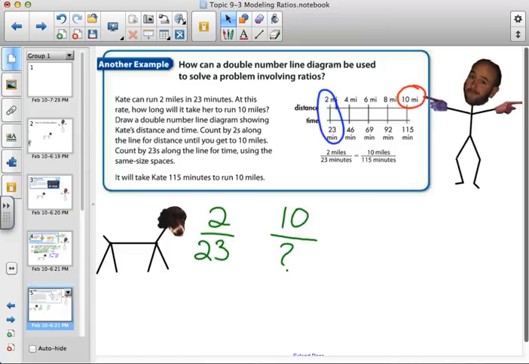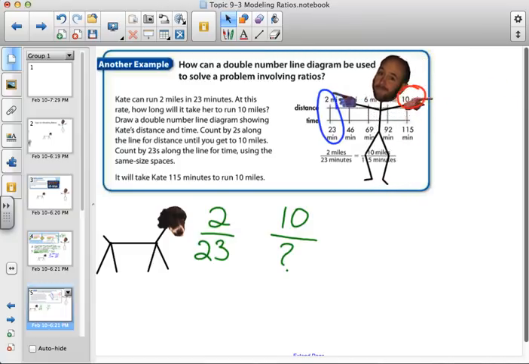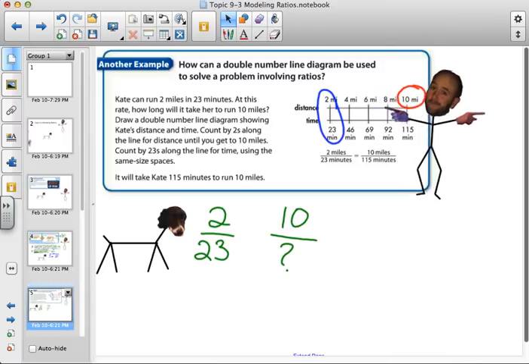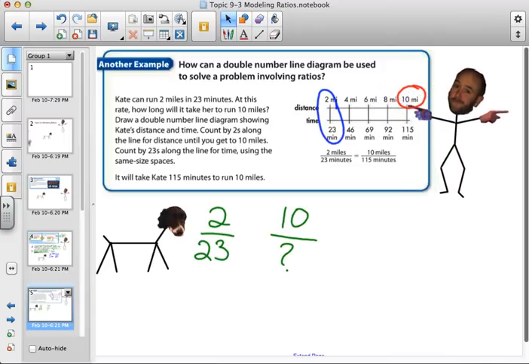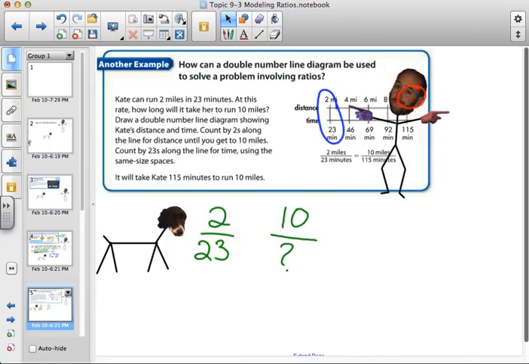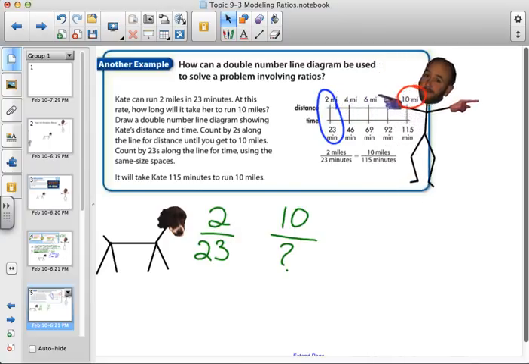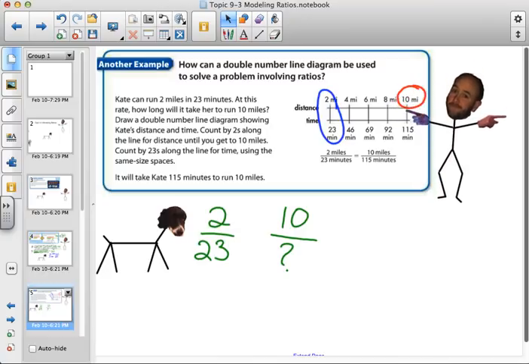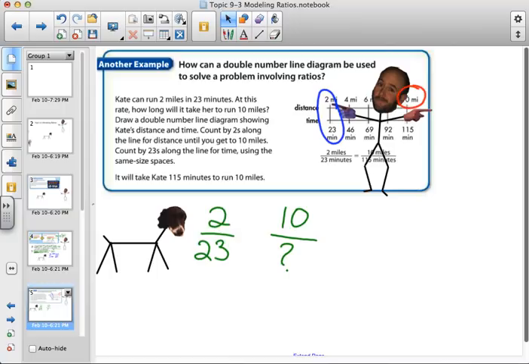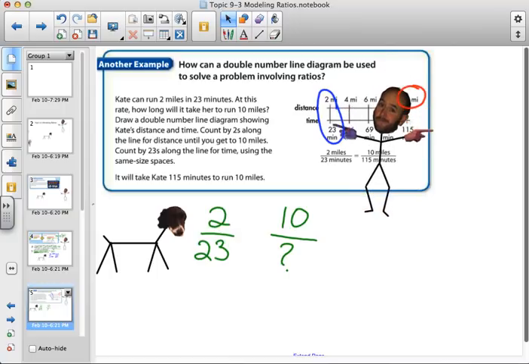And what we want to do then is figure out how we can go up in even increments or multiples of 2 until we get to the 10 miles. So we're going to go from 2, 4, 6, 8, 10. And then we're going to come down here, we're going to increase. Now remember, for every 2 miles, it's going to take 23 seconds.